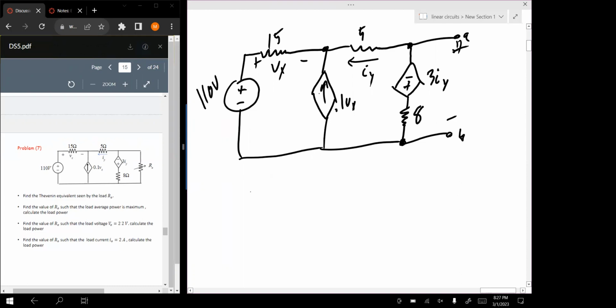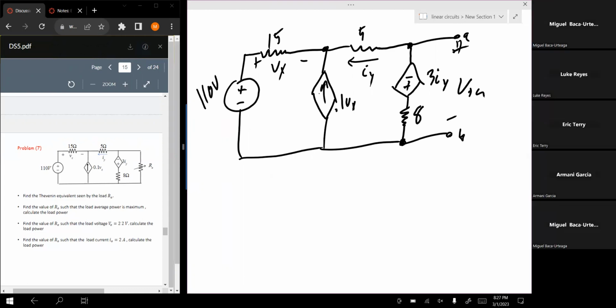Okay. So let's find our V Thevenin here. Here we go. I'm going to change this one up a little bit. I'm going to do mesh current on this one.